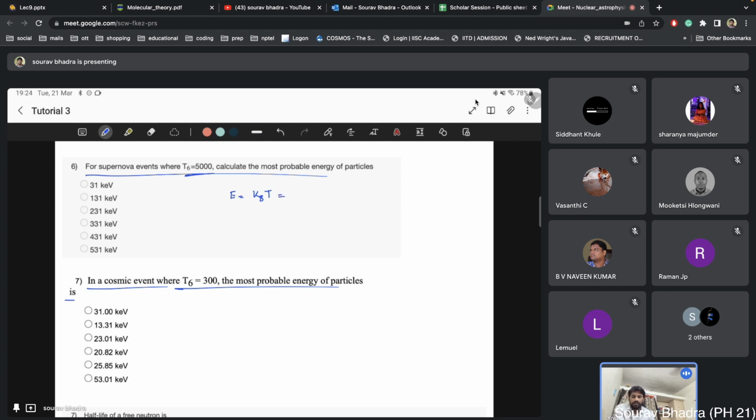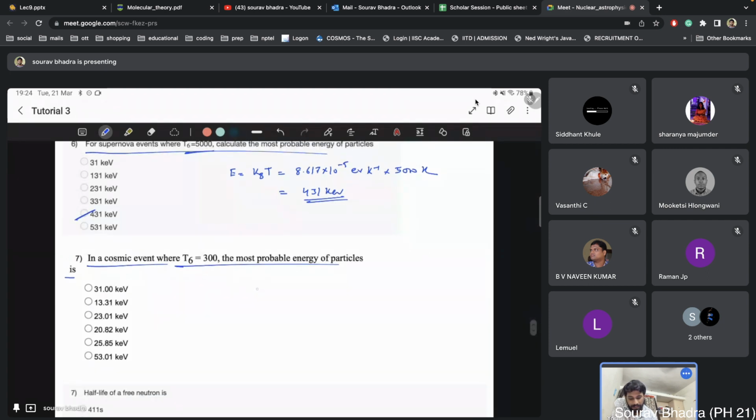So kB, I have written down the value, so remember those values. It is 8.617 times 10 to the power minus 5 eV per Kelvin times 5000 Kelvin, and that will give you 431 keV, just kBT type of question. We have done it several times.